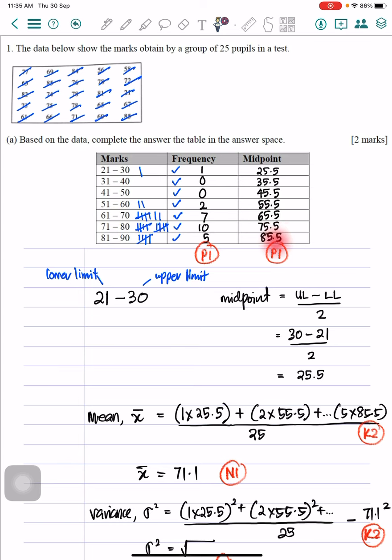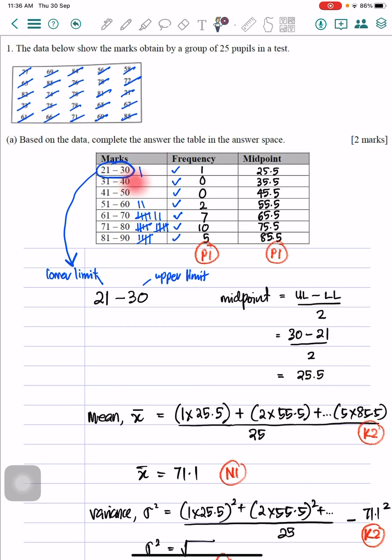Okay, for the midpoint, how to get the midpoint? I take one example here, 21 to 30. This is the class interval. 21 refers to your lower limit for that class interval, and 30 is your upper limit. So the formula to get the midpoint is upper limit minus lower limit divided by 2. What is your upper limit? 30 for this class interval. Lower limit 21. So 30 minus 21 divided by 2, you get 25.5. This is the value for your midpoint, 25.5.